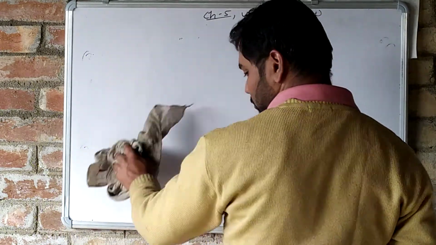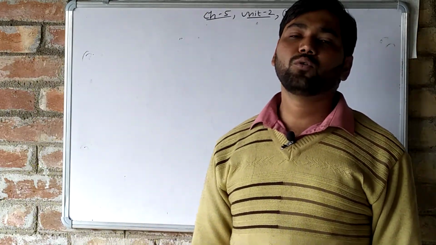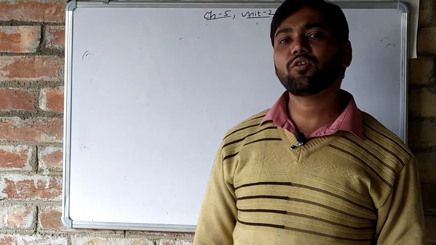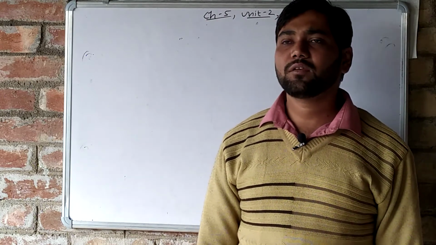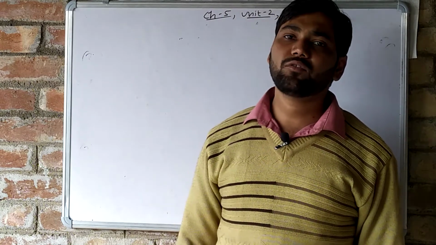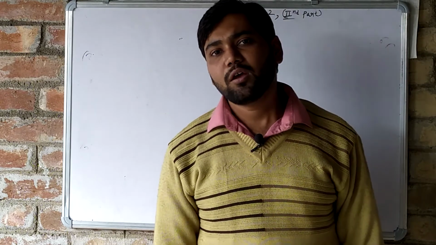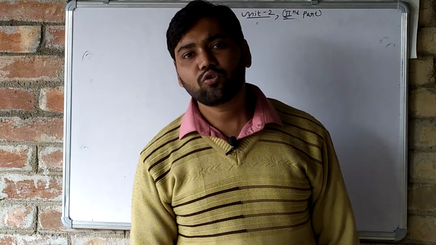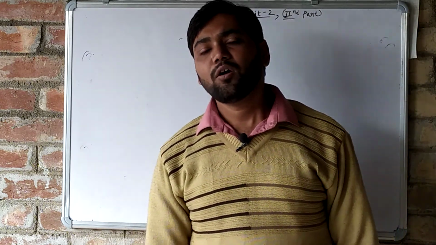There are 2-3 examples given on page numbers 78 and 79, which are very easy and based only on the application of the formula. The numericals of this chapter, unit 2, are based on this formula. So you have to see those examples and numericals given on pages 78-79, and you will understand how to convert. If you have any problem, you can contact me.